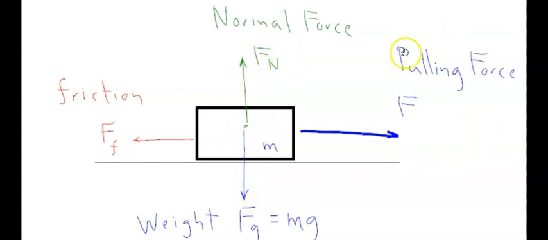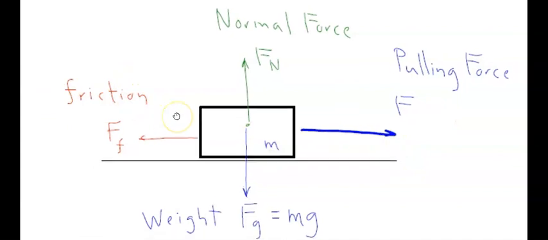Now, the applied force is the pulling force, F. I made it to the right in this diagram. And if there is friction, and now we will be discussing friction, it will be pointing to the left, which is opposed or opposite to the pulling force. Friction does not help the pulling force, but it works against it.